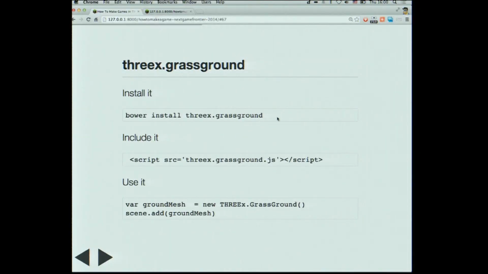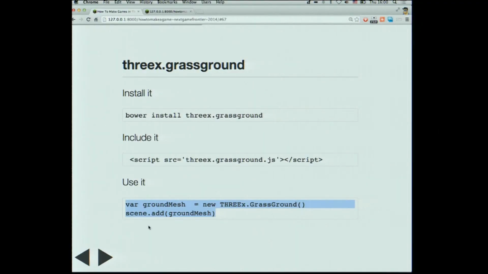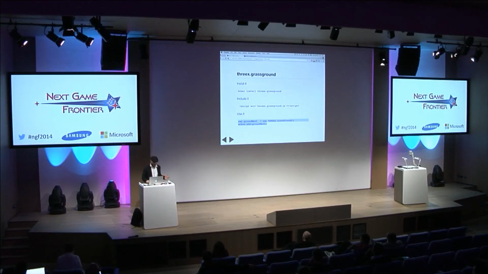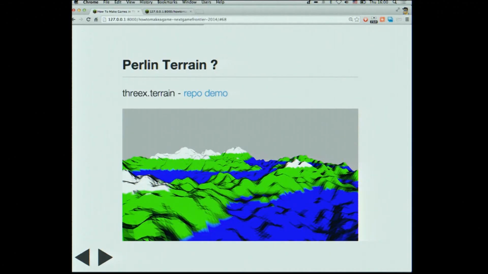To install the grass ground, super simple. Bower install 3x grass ground. Or you include it with that. And after that, in your JavaScript, you just do new 3x grass ground mesh, and you add that to the scene. That's simple. You can put terrain like that. I'm seeing that the time is lacking, so believe me, you can put terrain. I will just show the demo.